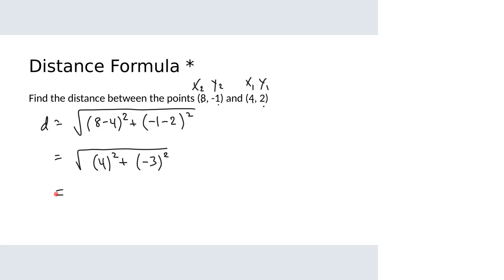All right. As we keep going then, we'll have 4 squared is 16 plus 3 squared is 9. That'll be the square root of 25, which turns out to be 5. The distance between those 2 points is 5.